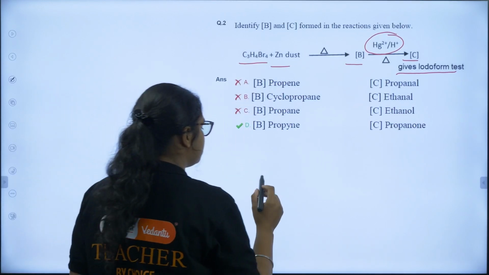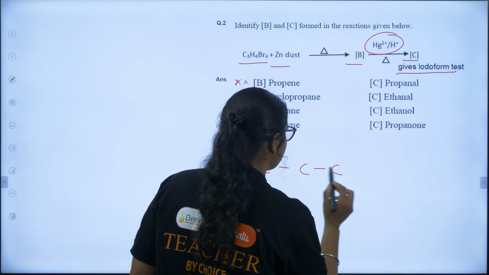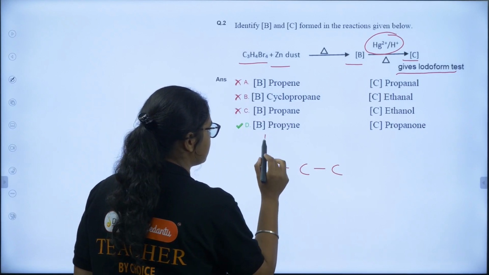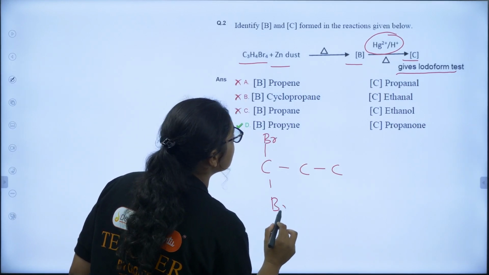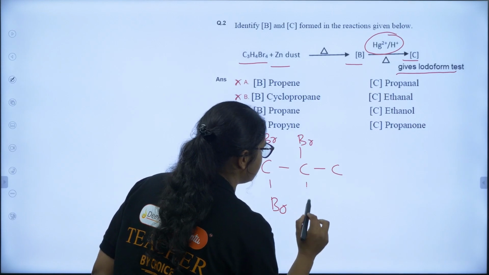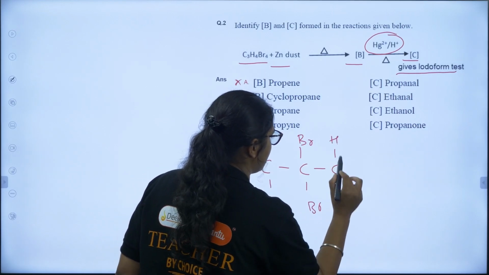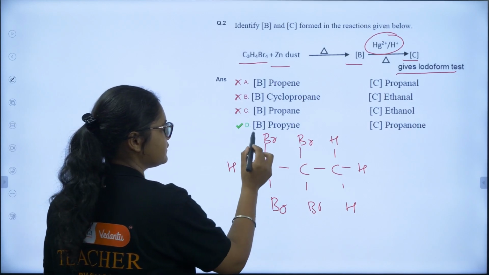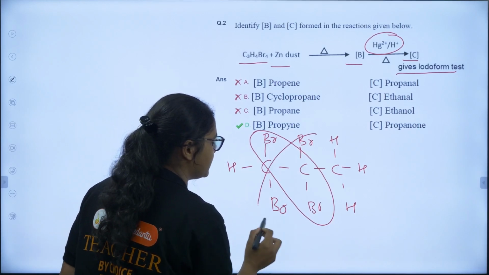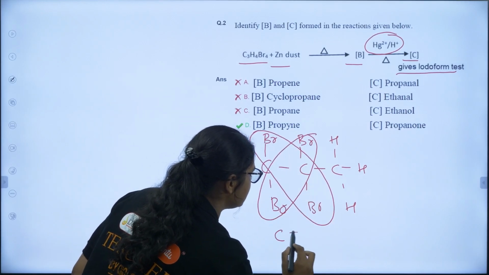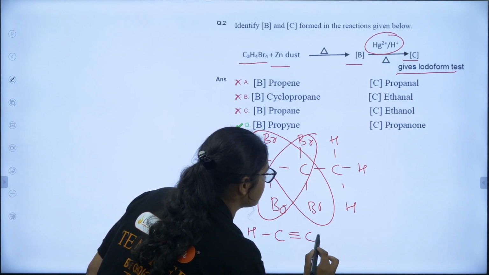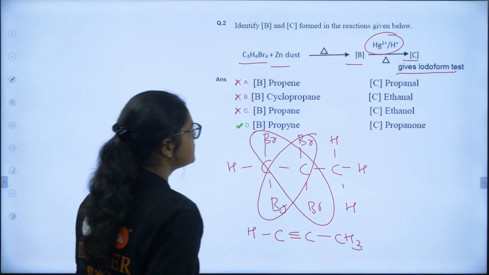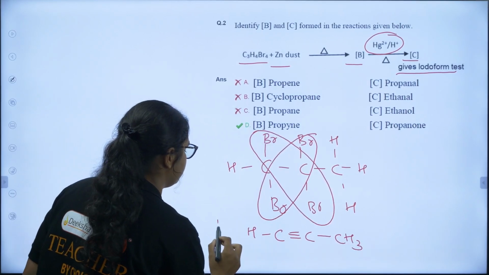So C3H4Br4 will have this structure, Br4, and then we have H4. Now here, when we provide zinc, there will be elimination of Br2, there will be elimination of Br2, and we will get this one. Now this is your B, okay?